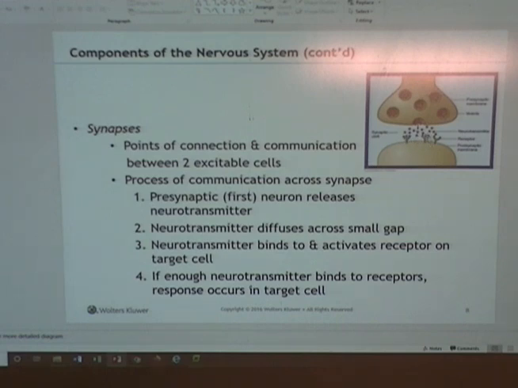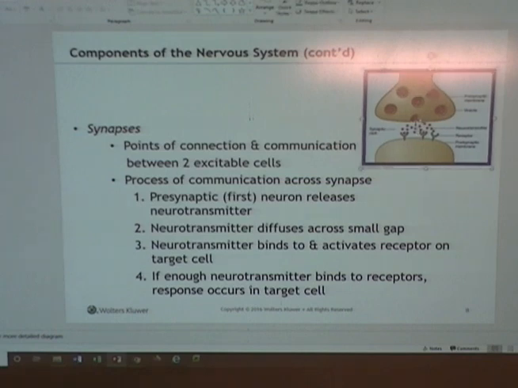Right? So we have receptors on the post side. So we've got two excitable cells. We've got an electrical signal coming down the nerve. We have a little gap, the synaptic cleft, and the electricity can't travel across the gap. So we have to turn the signal into a chemical signal to move across the gap and attach to the receptors on the postsynaptic excitable cell.